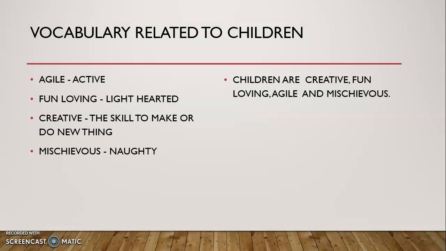First word is agile. Agile means active. Next is fun loving. Fun loving means light hearted. Next is creative. Creative means the skill to make or do new thing. Next is mischievous. Mischievous means naughty. So let's use these words in a sentence. For example, children are creative, fun loving, agile and mischievous.